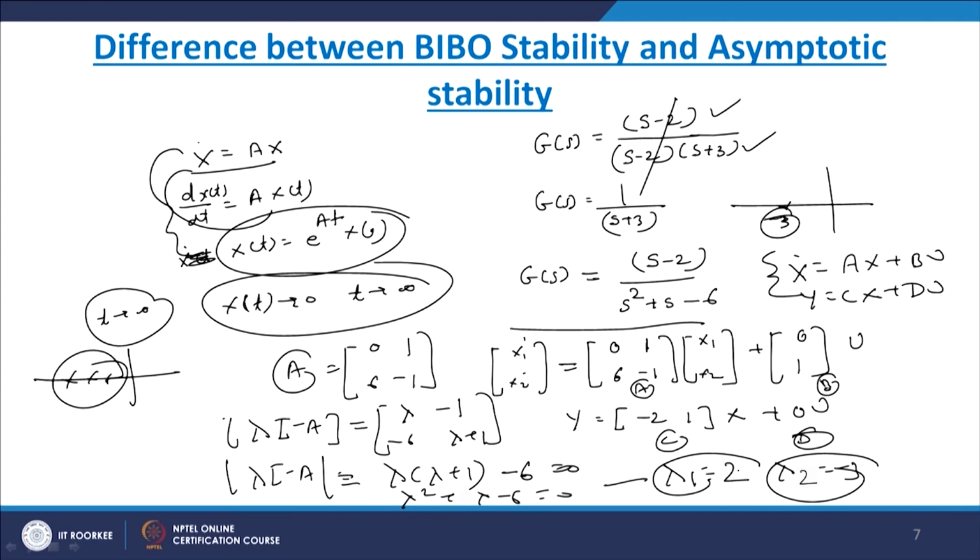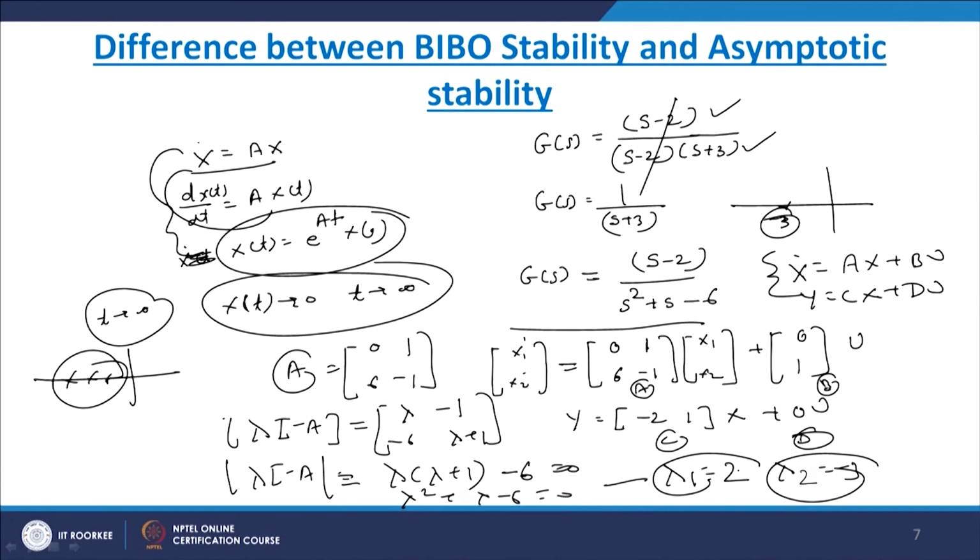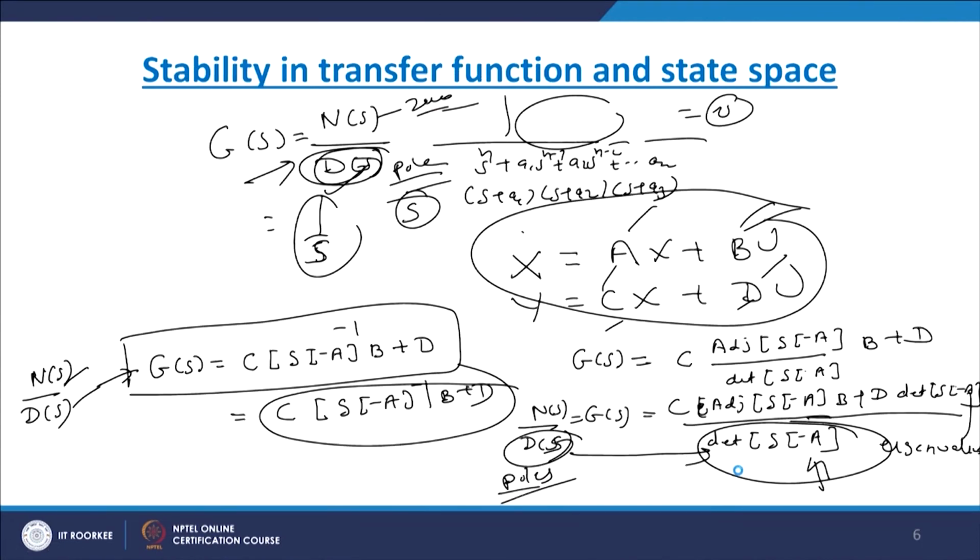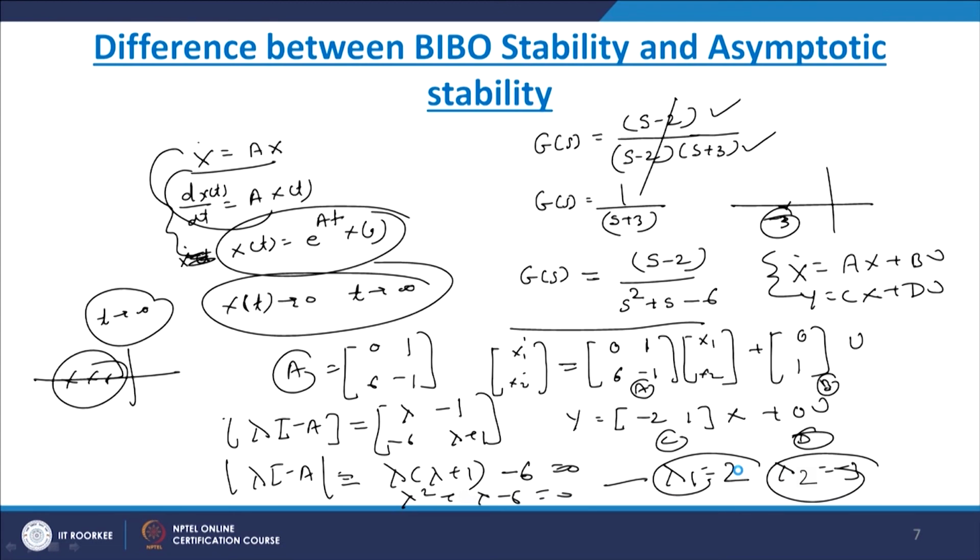So, in the transfer function we have cancelled the pole and zero, we have got 1 by s plus 3, and here we have got eigenvalues lambda 1 equals 2, lambda 2 equals minus 3, and we have used all basic concepts. Here we are not adding any additional thing. Based on the basic concepts, we have got these results. Here the system is stable in transfer function, but the same system we find is unstable in state space, because here lambda 1 equals 2.